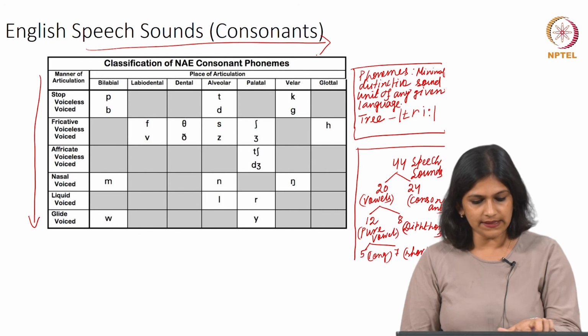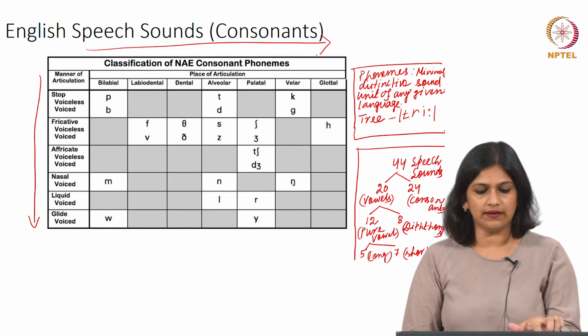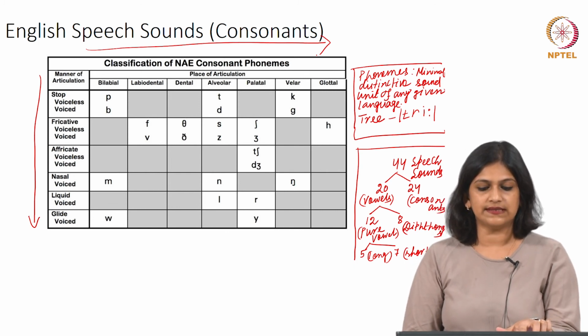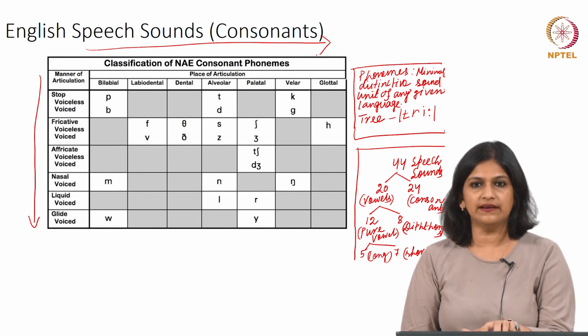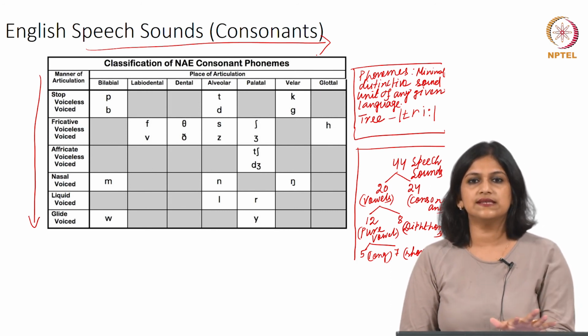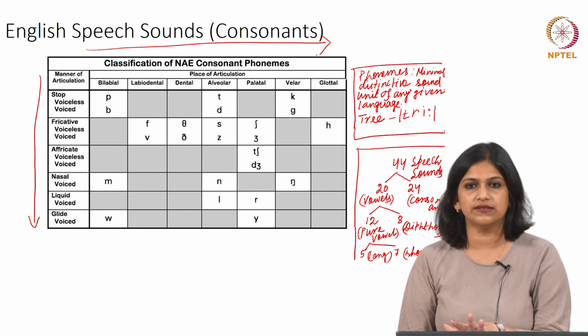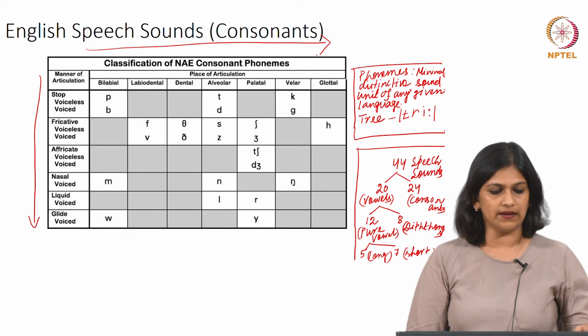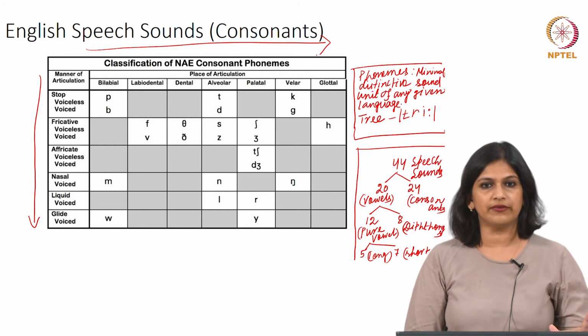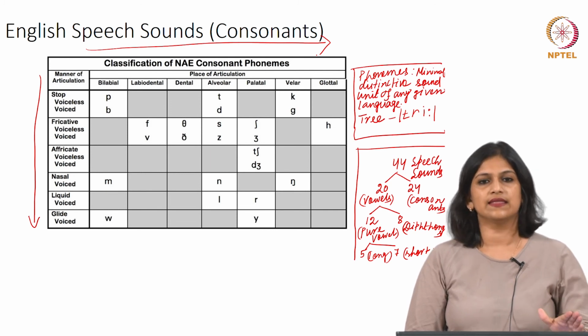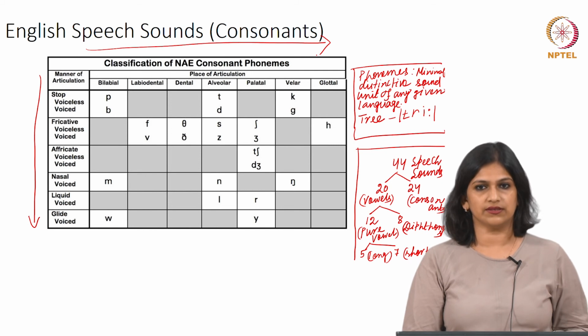So, look at this slide. Bilabial, labiodental, dental, alveolar, palatal, velar and glottal. These are the places of articulation of English consonant phonemes. On the other side, we have stops, fricatives, affricates, nasals, liquids and glides. These are the manners of articulation.